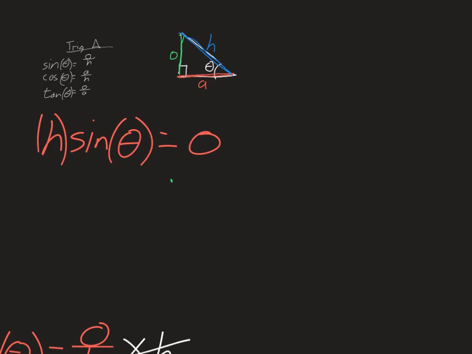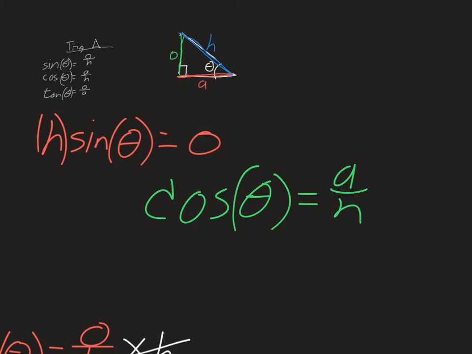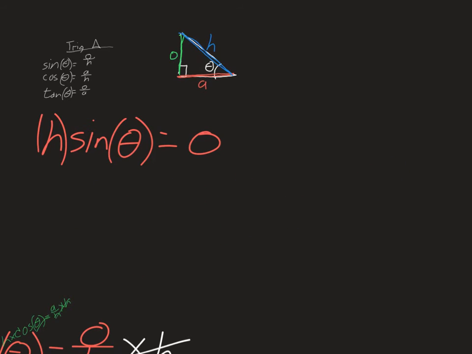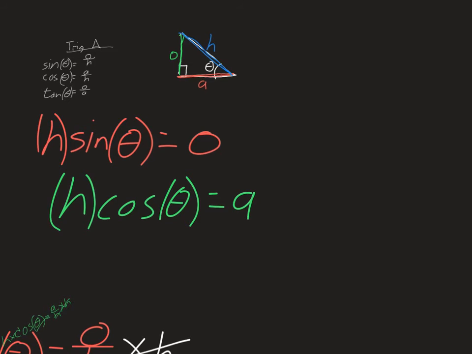And we can say that cosine of theta is equal to adjacent over hypotenuse. And if we simply multiply both sides by h, that'll cancel out there. And we get the brand new one, which is h times cosine of theta is equal to adjacent. That will help us out with our original problem.